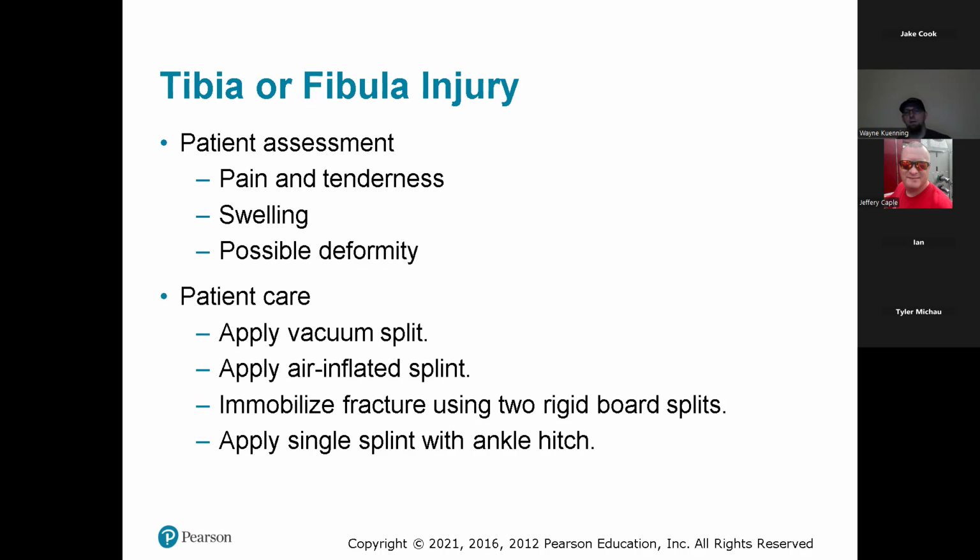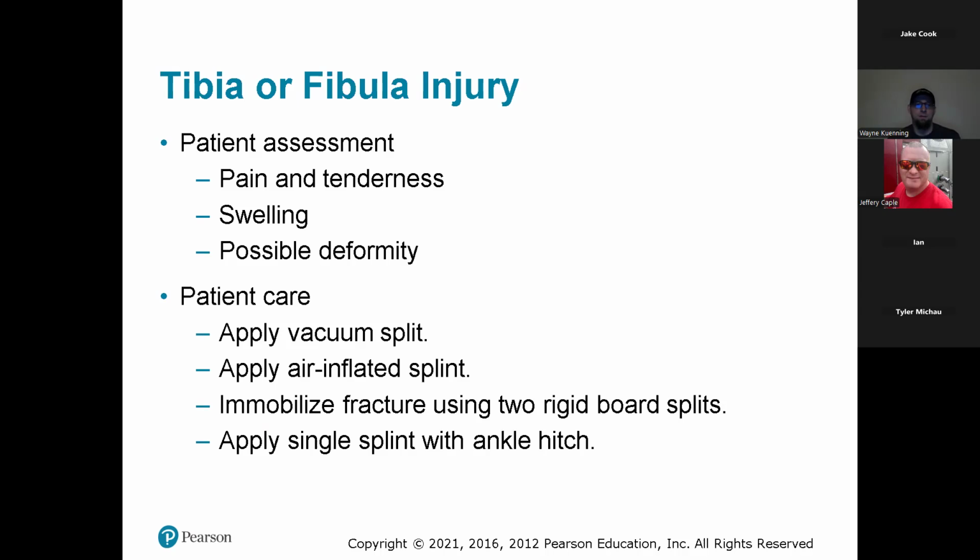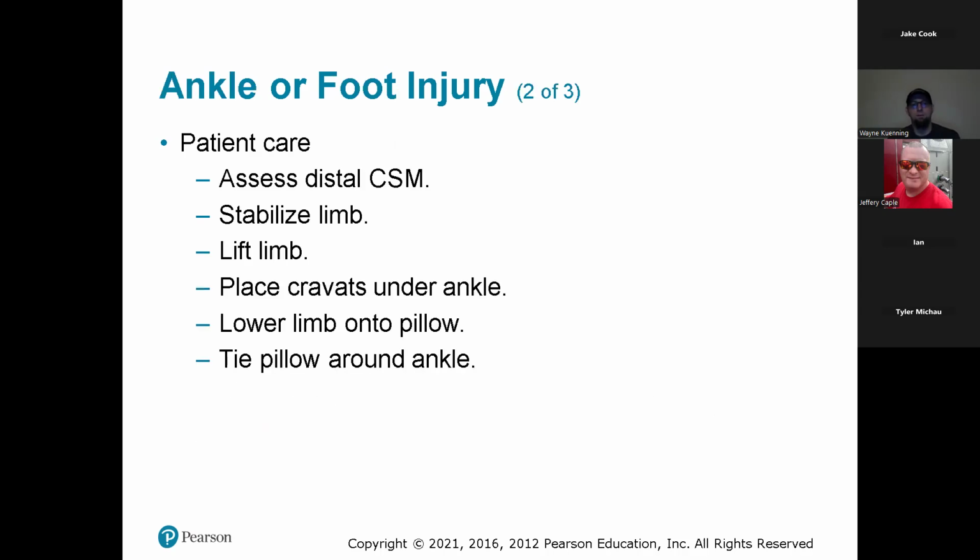Tibia or fibula injuries are typically distal in nature, right around the ankle. Pain, tenderness, and swelling are very common, with probable deformity. Apply a vacuum splint if you have one, an air-inflated splint, or utilize a SAM splint or a moldable splint to stabilize the ankle. Same goes for the ankle.